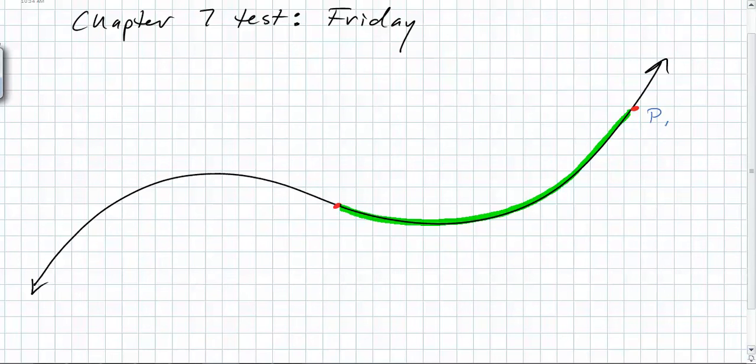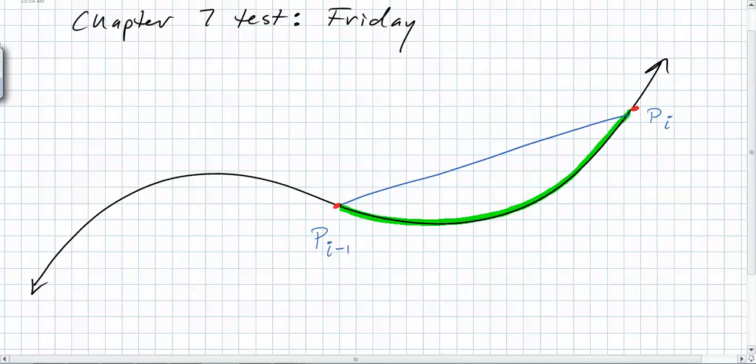Just to use the same notation as what you'll see in your book, let's say that's point P sub i, and to the left of point i is one less, so we're going to say this is point P sub i minus 1. If you wanted to find the distance between those two, you could draw the secant line, a right triangle. This point right there, let's call it x sub i and y sub i. What point is this going to be? x sub i minus 1 and y sub i minus 1.